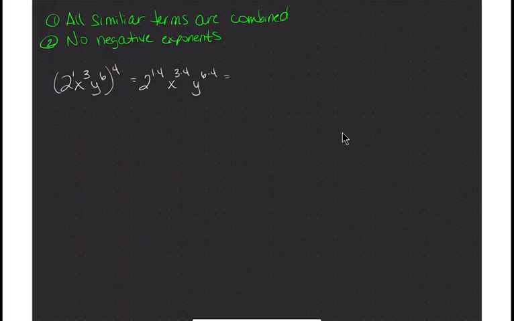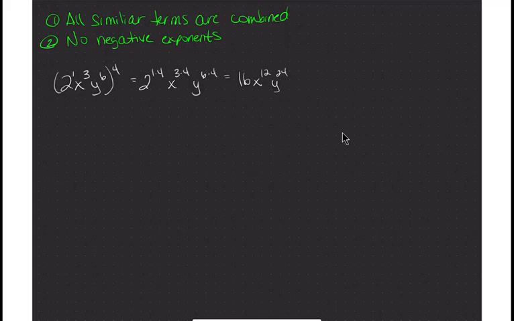And we can clean that up. 2 to the 4th, hey, we just did one like that, didn't we? We came up with 16. x to the 12th and y to the 24th, right? No negative exponents, and all of my x's are combined, all of my y's are combined, so I am finished with that problem.